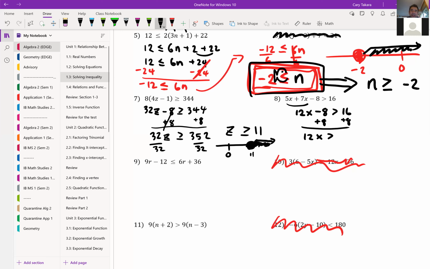12x is greater than, what is that, 24? Divide by 12, divide by 12. X is still greater than 2. Is everybody okay on that? Very good, Gail.